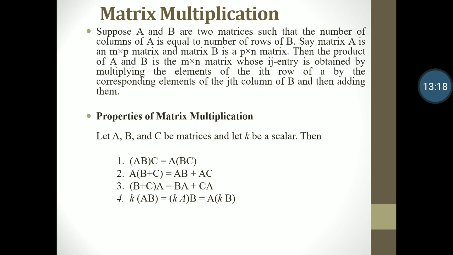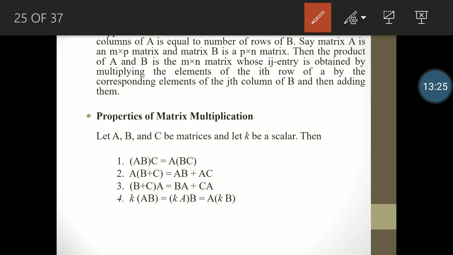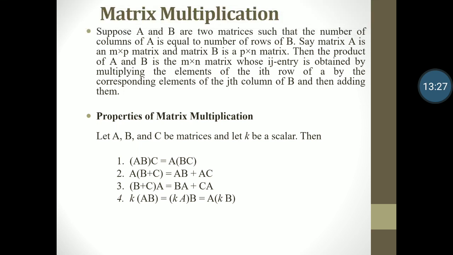The number of columns of A is equal to the number of rows of B. This is a must for us. Matrix A is an M cross P matrix and matrix B is a P cross N matrix.